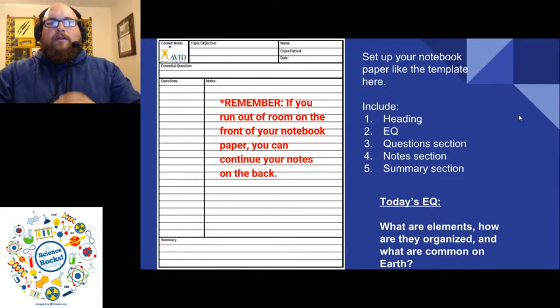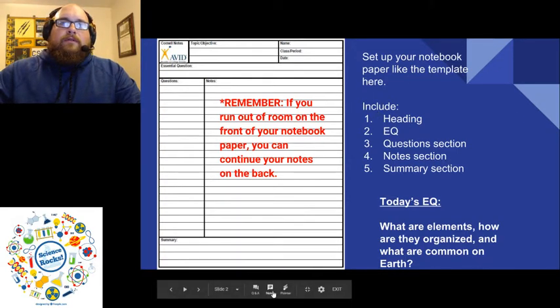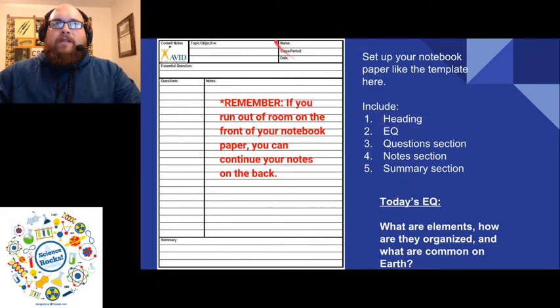Okay, so in order to take your notes today, you will need to set up your notebook paper just like you see it on the screen. This is the template we went over in class for Cornell Notes, but what we did in class was a little bit more simple. If you look, these are the things that you must include. First off, we need a heading. Okay, we need your name, class period, and date. Second, you need your EQ. The very top line of your notebook paper should be where you put the EQ.